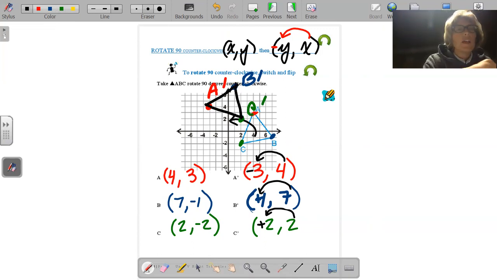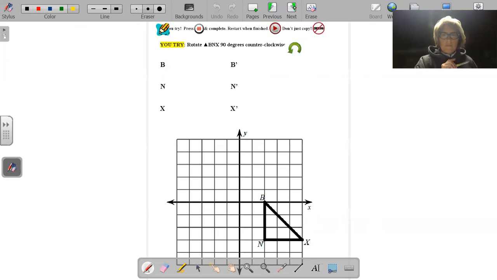Once again, how do you test it? Choose any 2 points. I'm going to choose the A point from the origin to A, origin to A prime. Yes, that's 90 degrees. Yes, I have gone counterclockwise. You do this one, same transformation. Restart your work when you're done.